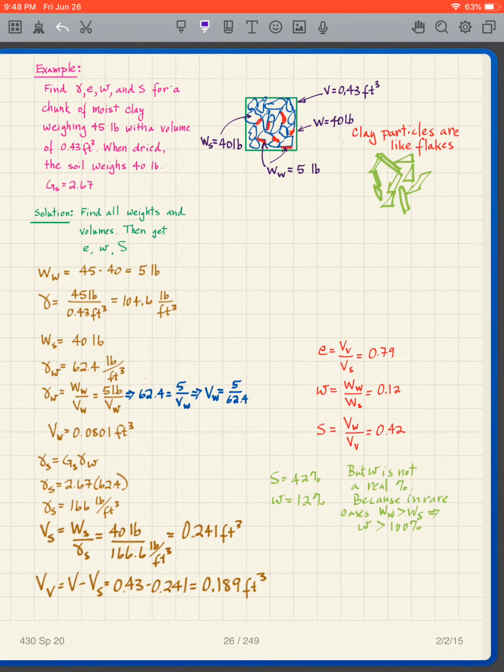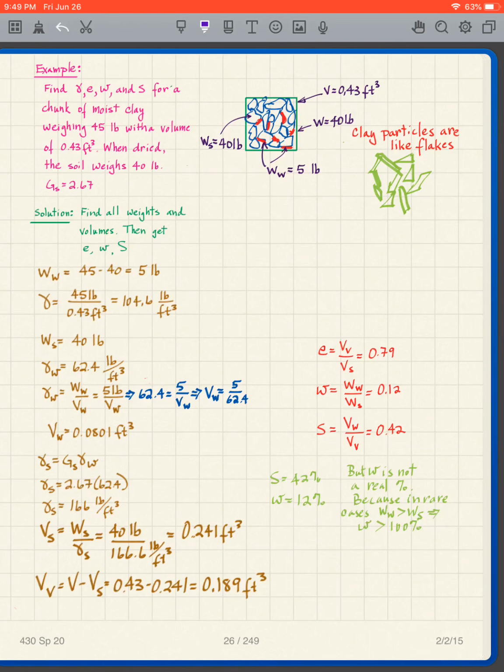What does that mean? That's gamma S, the density of the solid particles, and that tells me what? If I know the weight of the solid particles, I know the volume of the solid particles because I know the density. In this particular case, I know the weight of the solid particles is 40 pounds. So since I know the density of the solid particles, I can get the volume of the solid particles. So the volume of the solid particles is W sub S over gamma sub S. It's 0.241 cubic feet.